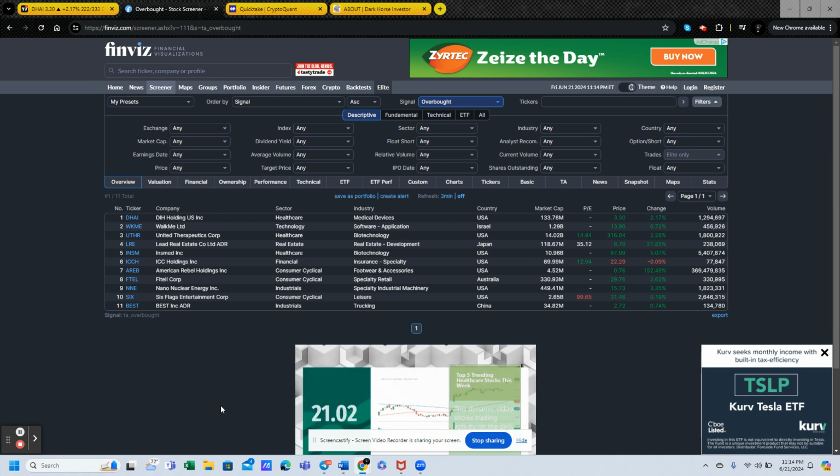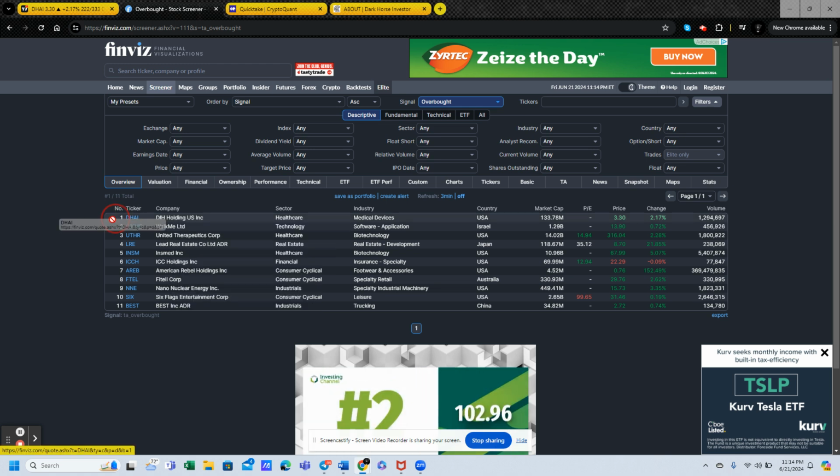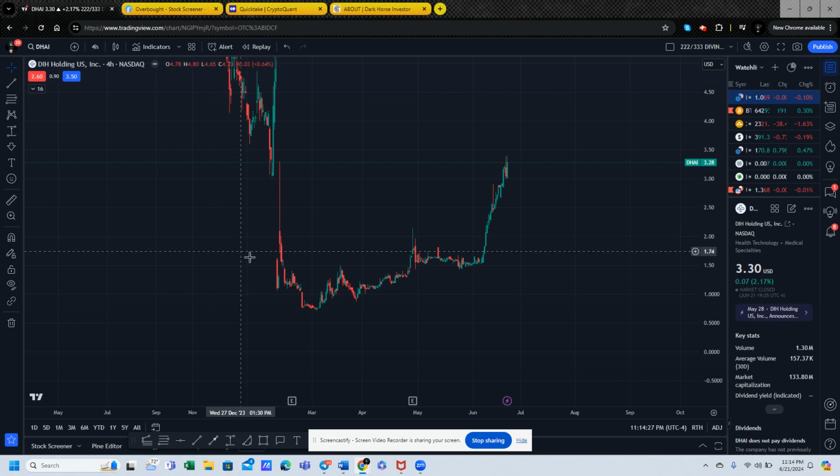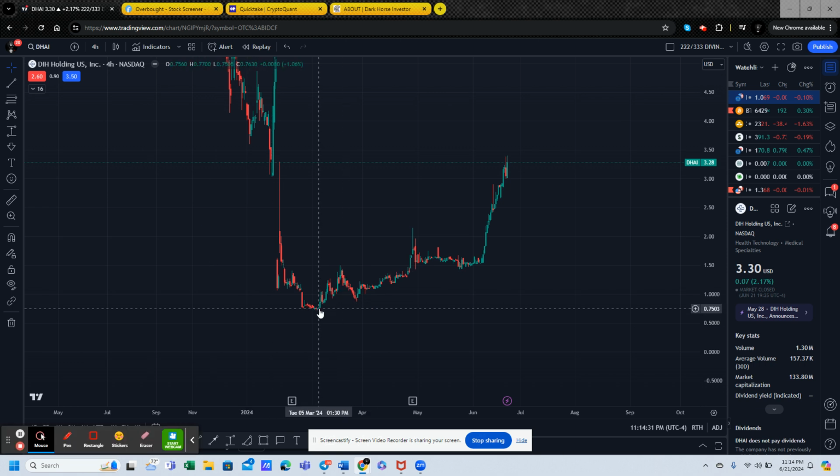So I'm on FinViz and I'm looking at Overbought, and I really want to look for patterns of the Overbought. So I'm just going to go through a couple of these that you see over here for the tickers that are showing up. So it's 11 that's showing up for Overbought. All right, so we got DHAI, it's Overbought, and it's basically been in the Overbought for at least since March.